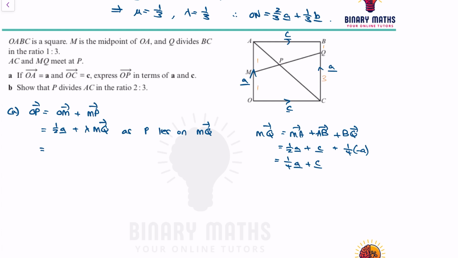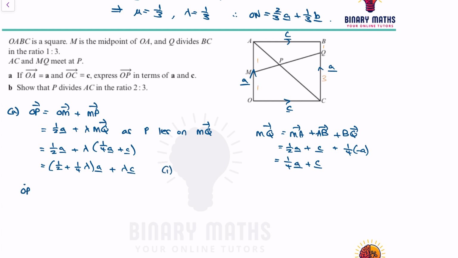So going back to the original question, I've got half A plus lambda times MQ, which is 1/4 A plus C. If I collect the A's together and the C's together, I end up getting half plus a quarter lambda times A plus lambda times C. So that is my equation 1.